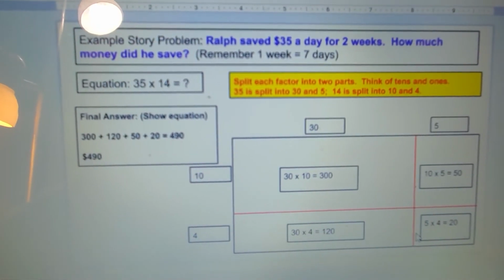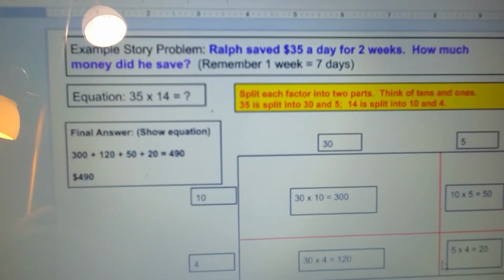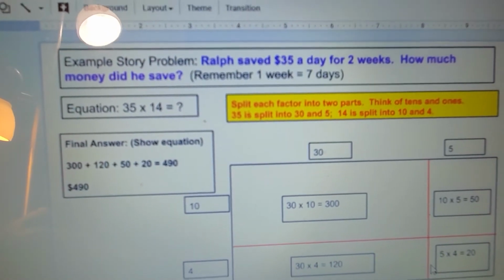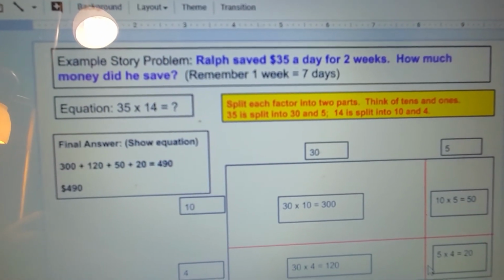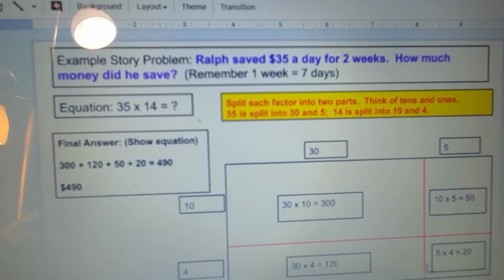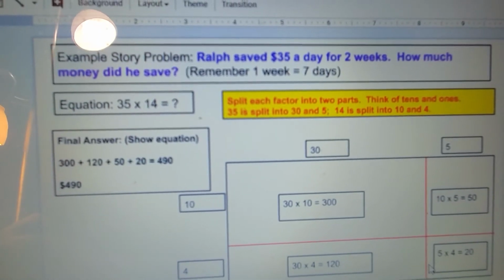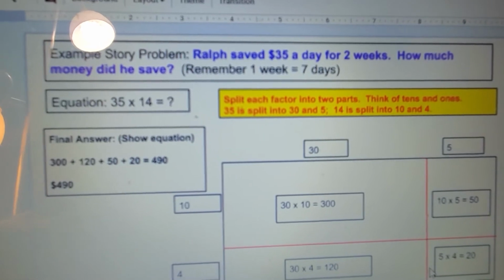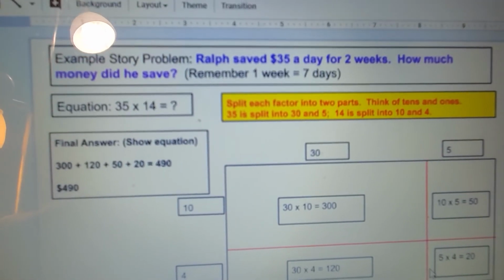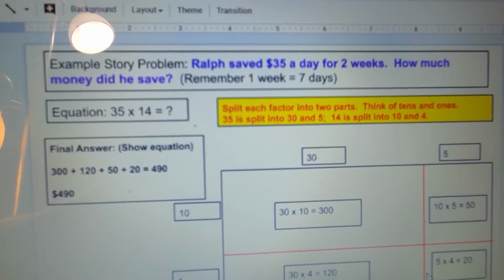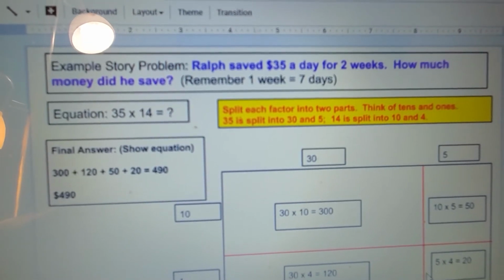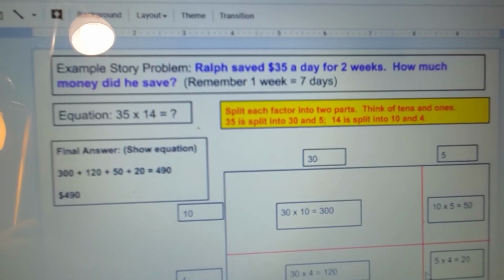So I created a story problem. Ralph saved $35 a day for 2 weeks. How much money did he save in all? Now remember, 1 week is 7 days. So when you write a story problem for multiplication, you must identify the group, how much is in the group, and then you have to have a question.